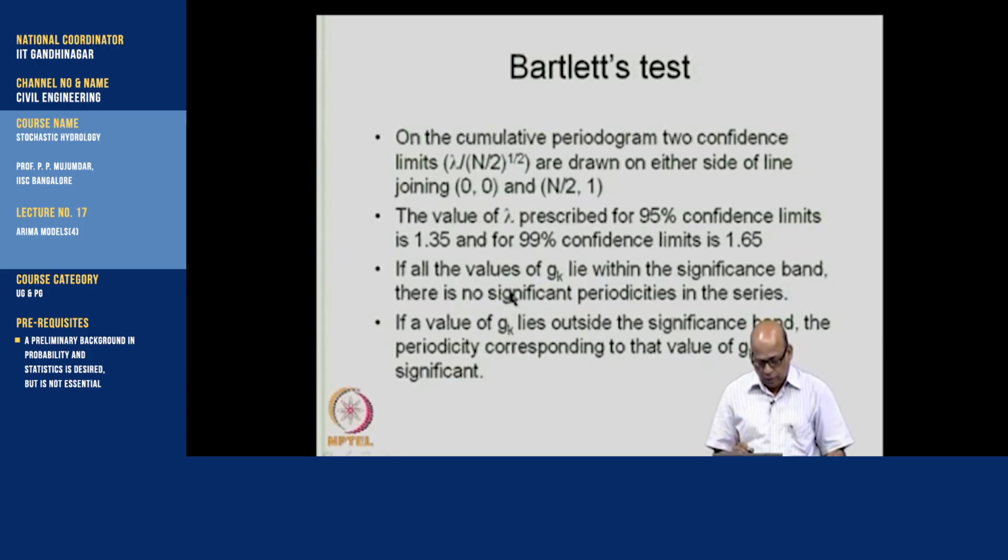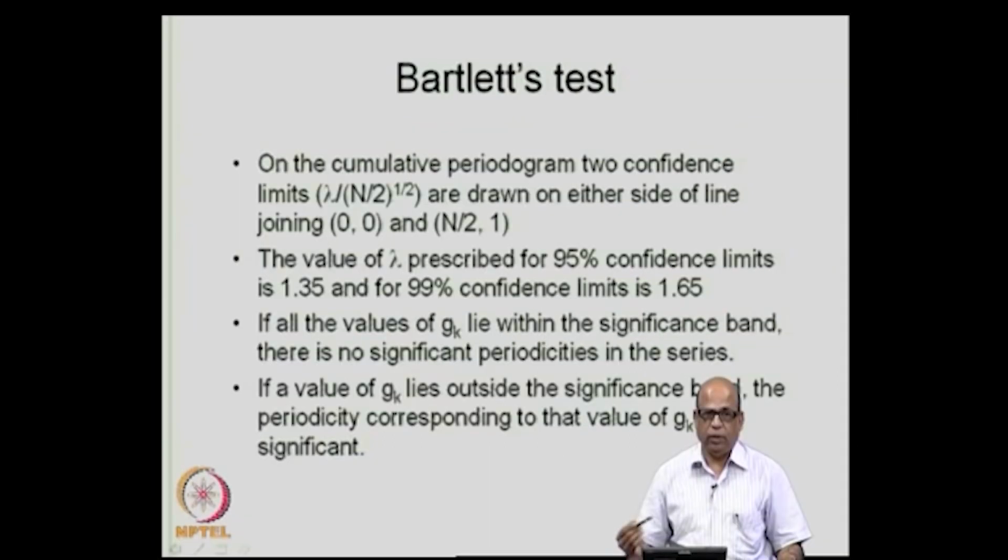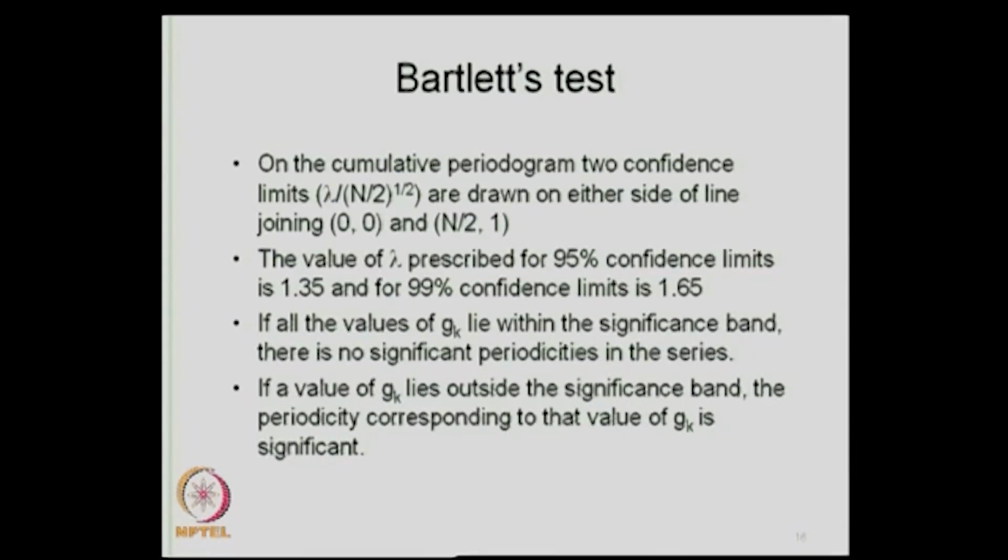Now, if all the g k values lie within the significance band, there is no significant periodicity present in the series, which means that the series passes the test. If a particular value of g k lies outside the significance band, the periodicity corresponding to that value of g k is significant, and therefore the series does not pass the test. So, this is how we carry out Bartlett's test, or the cumulative periodogram test.